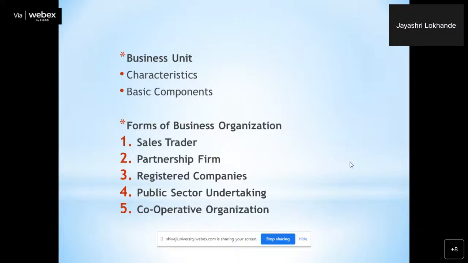The last form of business organization is the cooperative organization or cooperative society. Then what is a cooperative organization? The International Labour Organization has defined it. That is, a cooperative organization is an association of persons, usually of limited means, who have voluntarily joined together to achieve a common economic end through the formation of a democratically controlled organization.